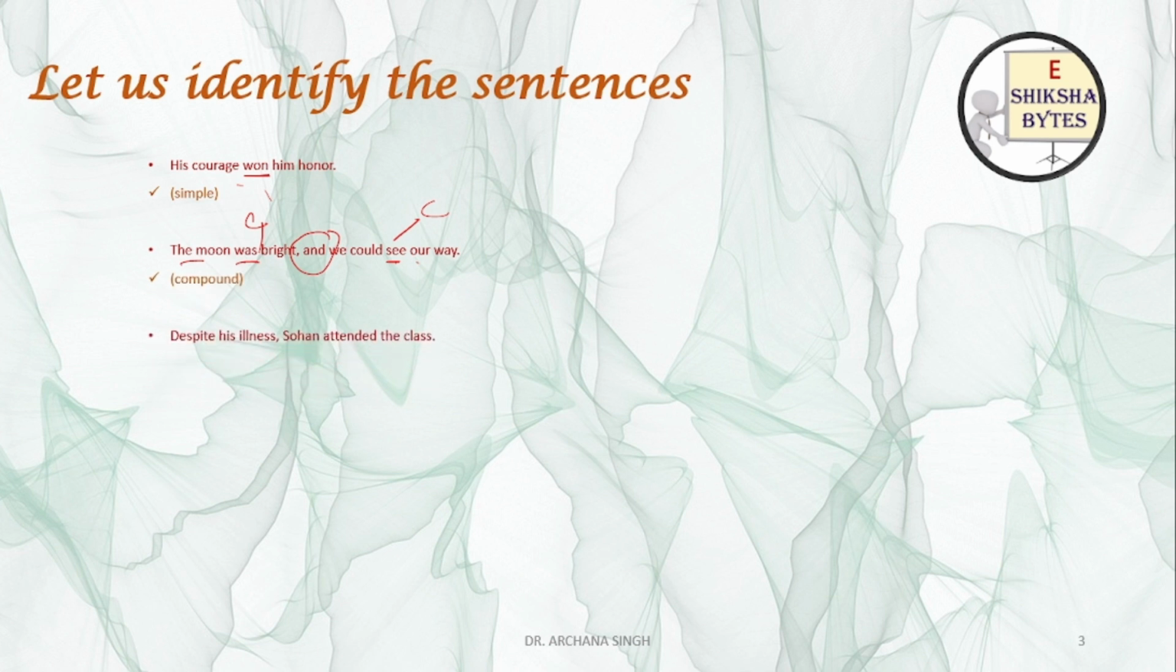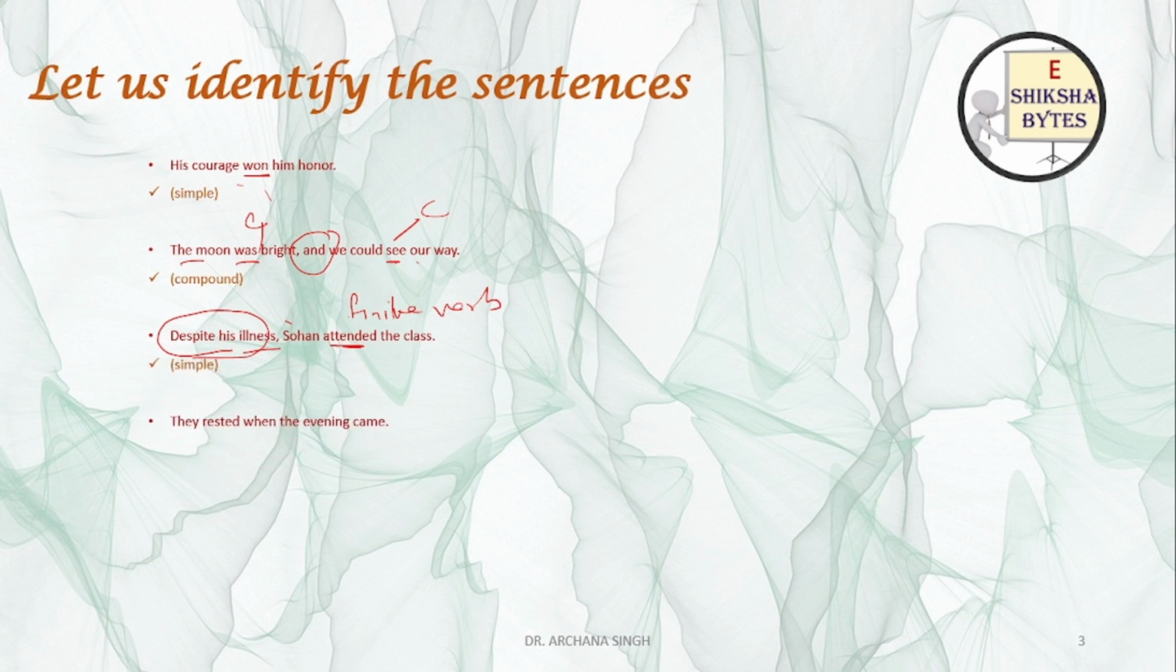Next is: despite his illness, Sohan attended the class. Now you may feel that this is a complex sentence, but this is a simple sentence because you have only one finite verb, this finite verb here. Here you don't have any subject-verb combination, so this is a phrase. So this is your simple sentence. This is how you have to identify.